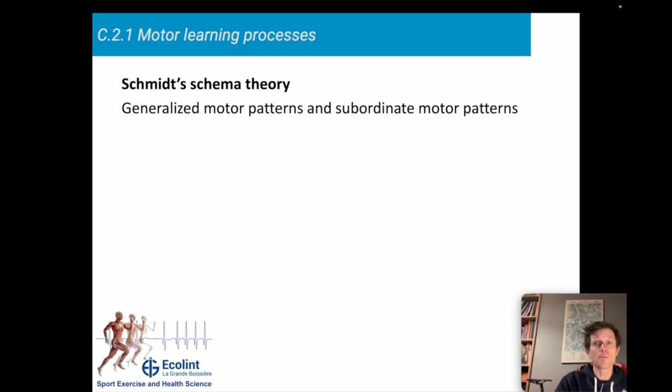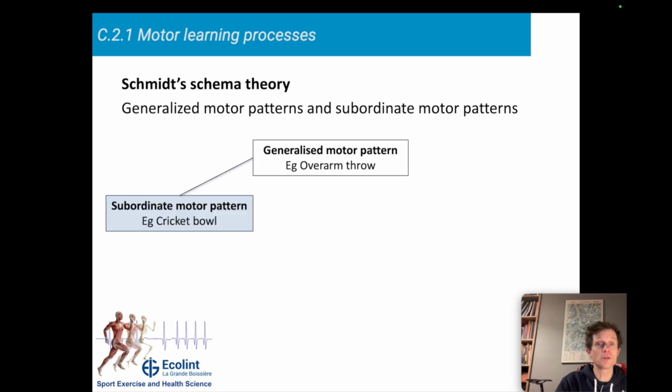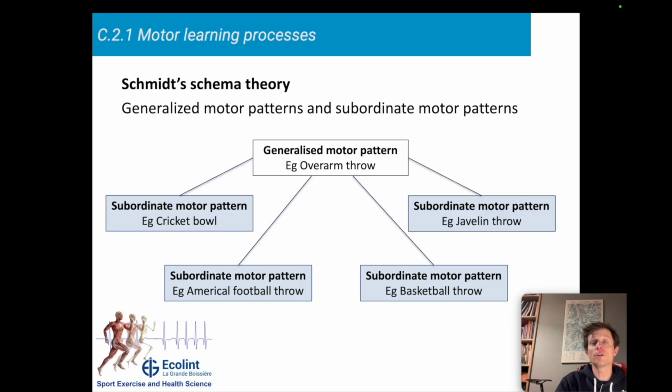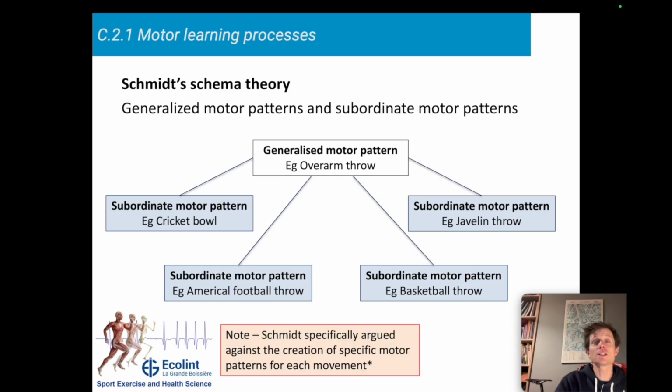The idea implied in the textbook is that we have a generalized motor pattern, for example, for an overarm throw, and then subordinate motor patterns. For example, we would have a subordinate motor pattern for a cricket bowl or an American football throw or a basketball throw or a javelin throw. These being more specific motor patterns which can be attributed to the generalized motor pattern. The problem is that this is not what Schmidt was saying with his schema theory. Specifically, he argued against having specific motor patterns for each different movement.